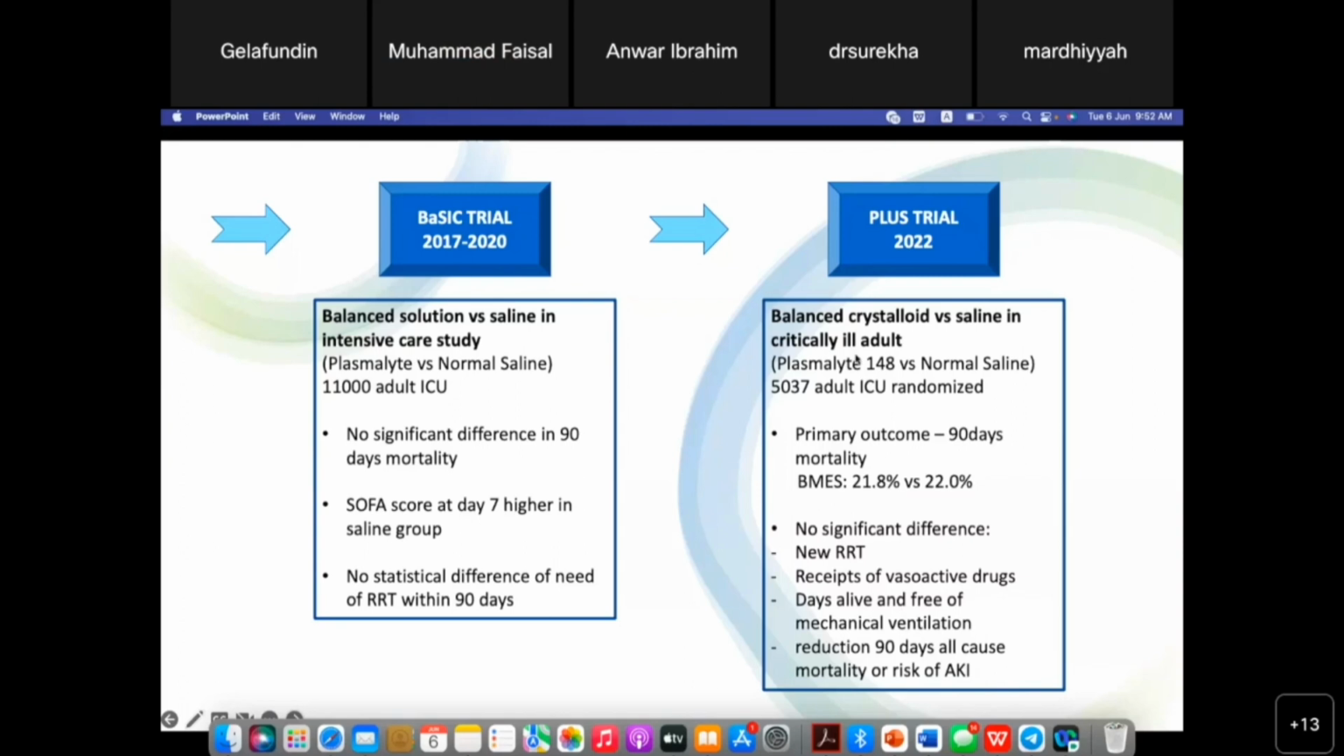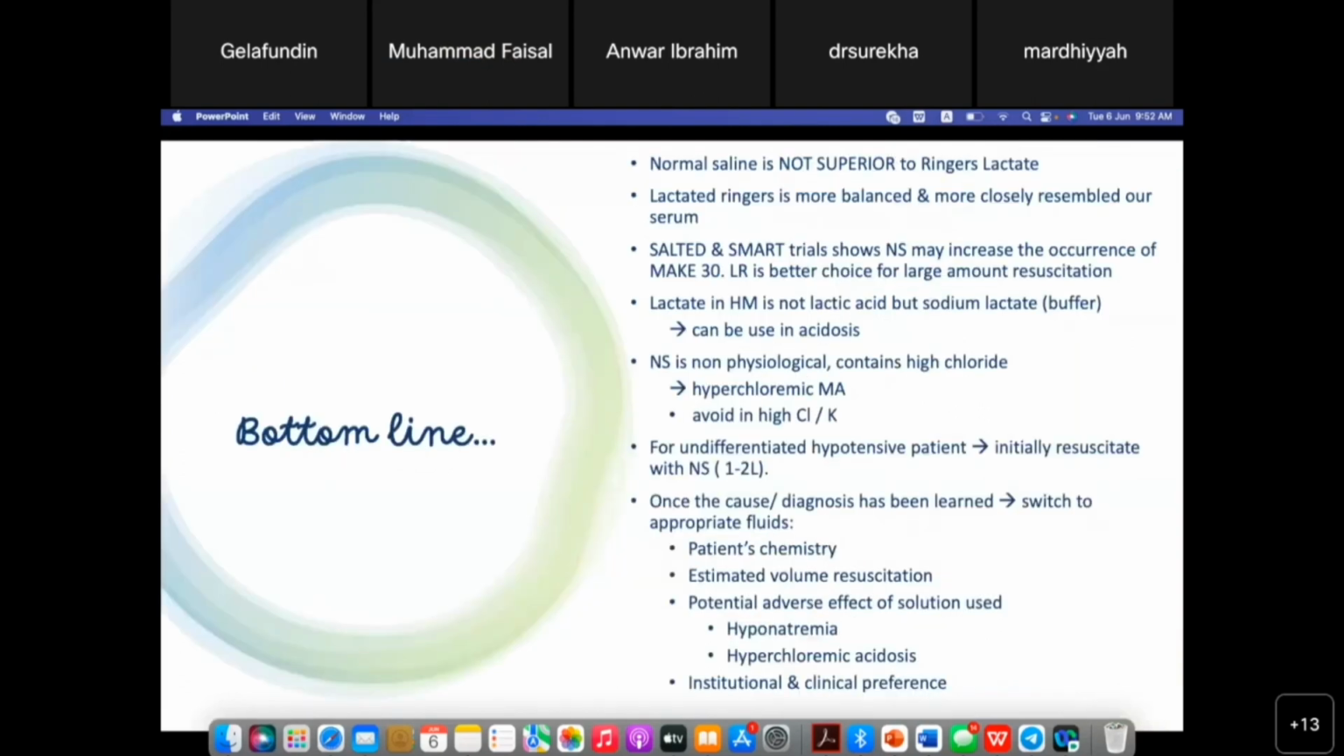Okay, so bottom line from all the studies and from the theoretical points that we know regarding normal saline and Ringer's lactate, we could say that normal saline is not superior to Ringer's lactate. And actually, Ringer's lactate is more balanced and more closely resembles our serum. These two trials, the SALT-ED and SMART trials, show normal saline may increase the occurrence of MAKE30. So it looks like Ringer's lactate is a better choice for large amounts of resuscitation.